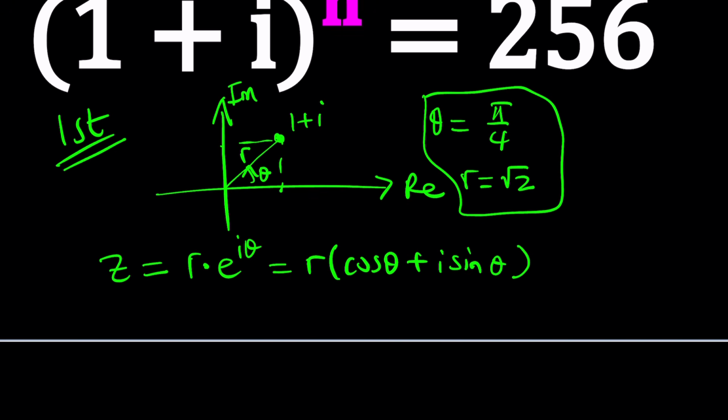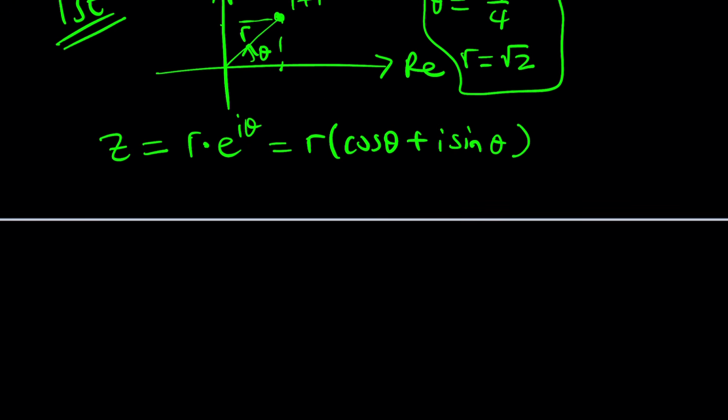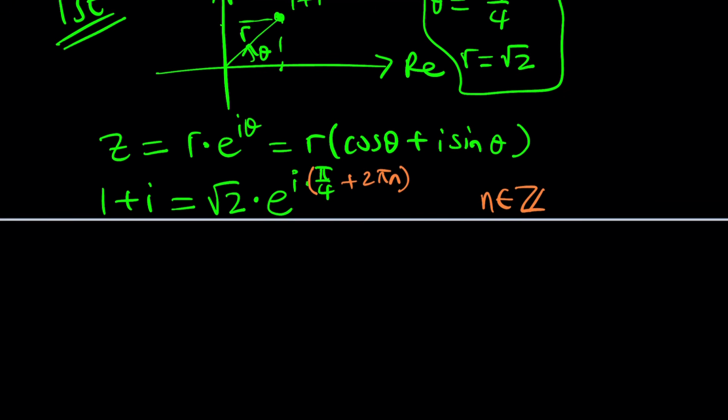Great, now let's go ahead and see how we can use this information. So our number 1 + i, which is our z in this case, can be written as square root of 2 multiplied by e to the power i times pi over 4. Obviously, we're allowed to add multiples of 2 pi to this, so you can also write this as pi over 4 plus 2 pi n, where n is an integer, okay? Now, that represents the rotations, but since we're going to be taking powers of 1 + i, and n is an integer, by the way, I shouldn't use the same n here, maybe something like k, right?